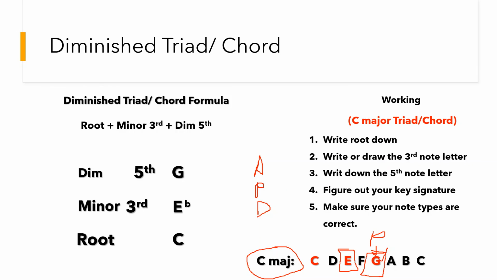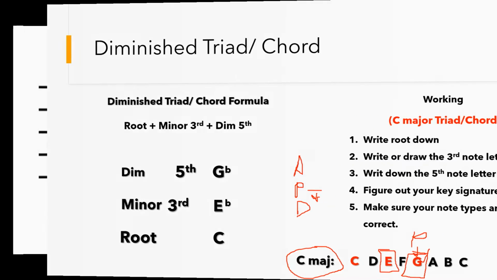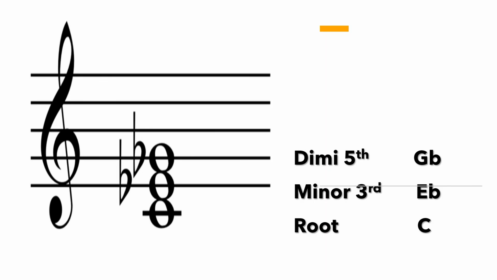Now, in order for it to turn to diminished, we have perfect, we have augmented, and we have diminished. Good. So this G right now is sitting at the perfect level, and in order for it to go down to diminished, that means the accidental has to go down as well. So in order for it to go down, you will need a flat, right? And that is what it looks like on the staff.